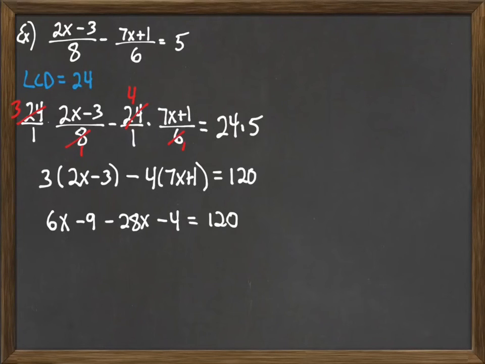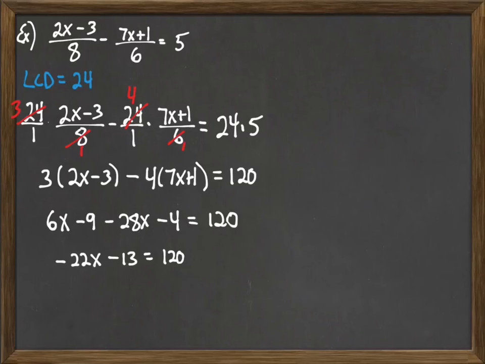So at this point now, we have some simplifying to do, and we want to put everything together. Here I have my 6x and my minus 28x. 6 minus 28 will be a negative 22x. Negative 9 and minus 4 will be minus 13. And then that's equal to 120. Okay, so at this point, we've simplified as much as we possibly can.